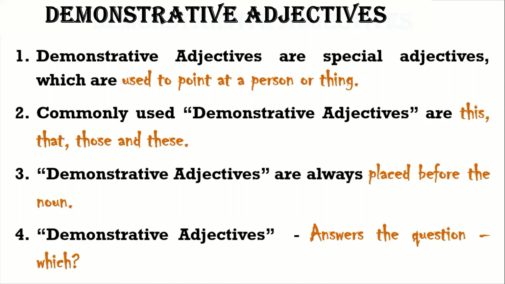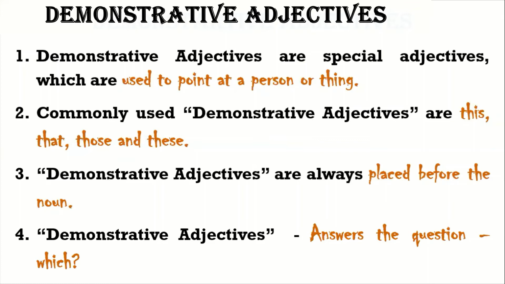And the last point is it answers the question which. So whenever you're looking at an adjective and it is related to all these four, then you can highlight it and say that it is a demonstrative adjective. Clear, children? Is it clear to you all?